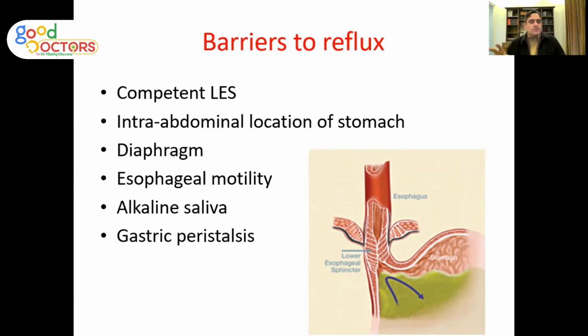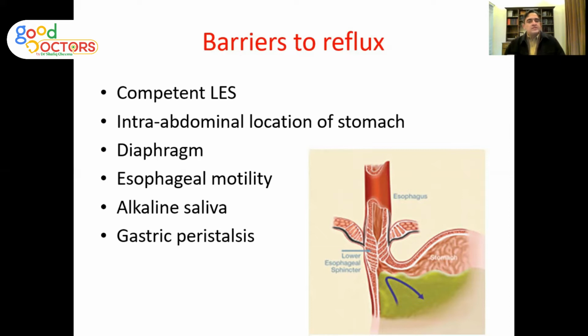Then the intra-abdominal location of the stomach and the angle that it makes with the esophagus also hampers the regurgitation or upward movement of the food contents. Presence of the diaphragm, its crura, they have their own certain pressure which impedes or blocks the passage of the food content above the diaphragm through the esophagus.